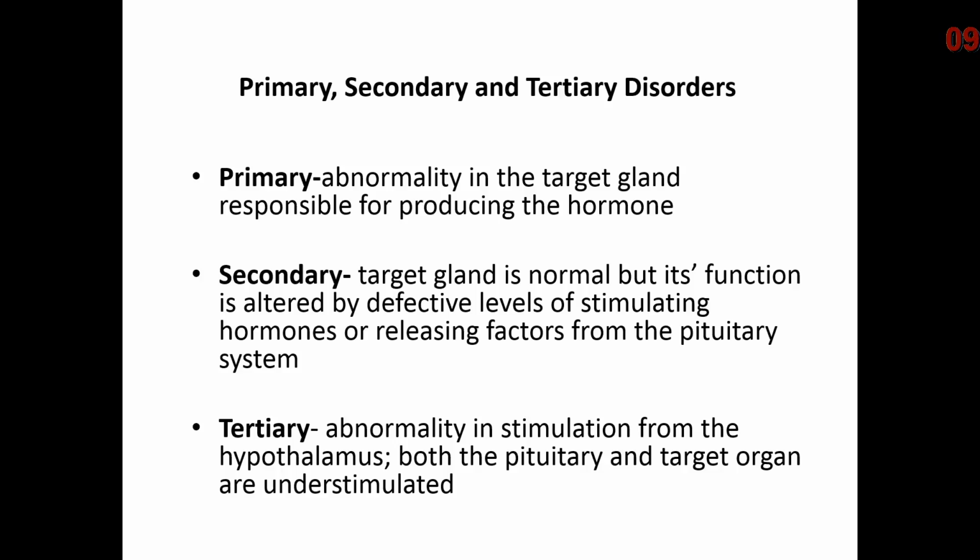When we look at primary endocrine disorders, the abnormality is going to take place in the target gland, which is responsible for producing the hormone. An example would be a thyroidectomy, when you have surgery to remove the thyroid gland. Removing that gland may produce a primary deficiency of thyroid hormones. In a secondary disorder, the target gland is normal, but its function is altered because there are defective levels of the stimulating hormones or releasing factors from the pituitary.